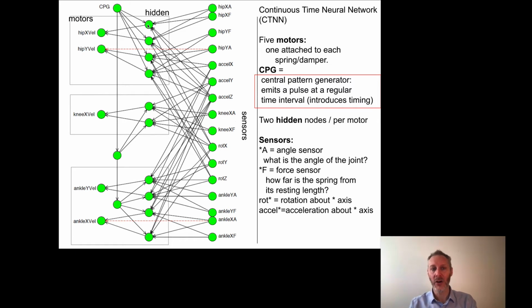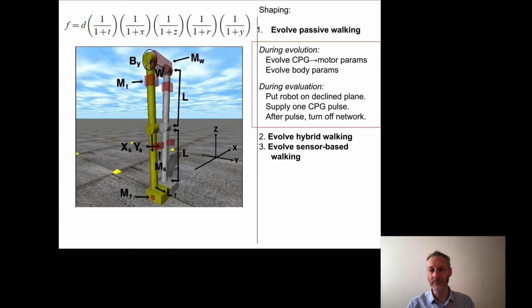And then we have to also evolve the weights that go from, there's arrows coming down here as well. So we're evaluating all of the weights between the hidden layer and the motor layer, and all of the weights for the synapses that are leaving the CPG. So we're evolving the brain a little bit, at least how the robot starts moving. Okay. During evaluation, during a single simulation, we put the robot at the top of the declined plane. We supply this one CPG pulse, then we turn off the network and evaluate how far the robot moves down the declined plane.